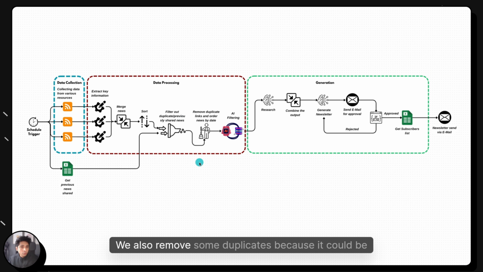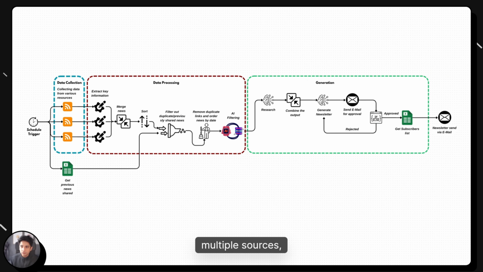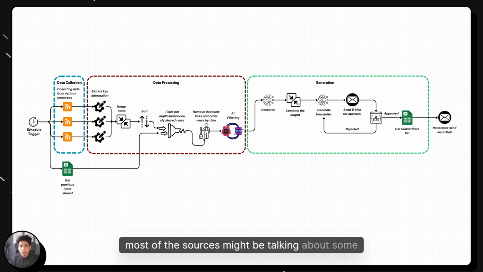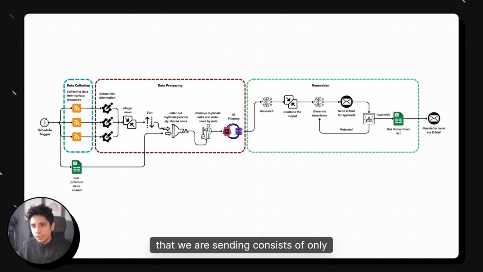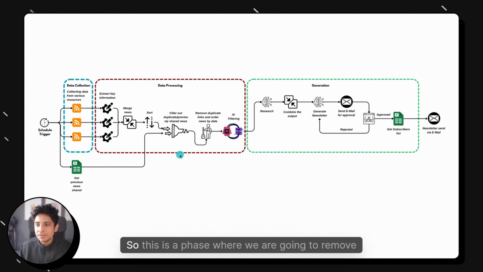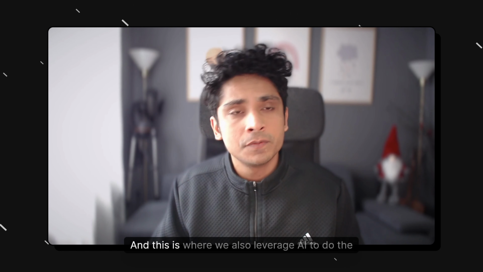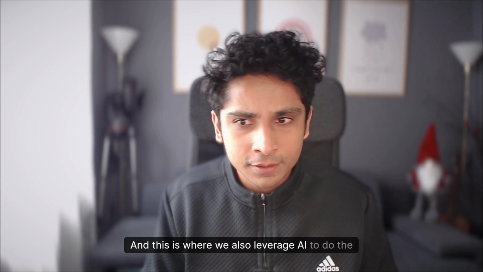We also remove some duplicates because when we are pulling data from multiple sources, most of the sources might be talking about some new release from OpenAI, right? So technically we do not want a newsletter that consists only of articles talking about OpenAI's new model. So this is the phase where we remove all our duplicates. And this is where we also leverage AI to do the filtering.